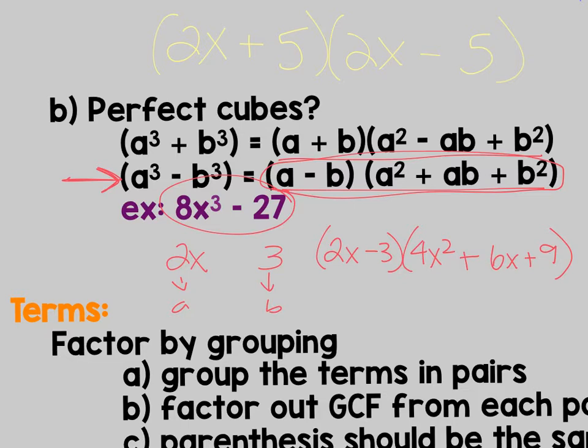So would you get a question like that? You could see something that says 8x to the third minus 27, it'll say factor. And you've got to identify that those are perfect cubes. And then this whole thing here would be your answer.